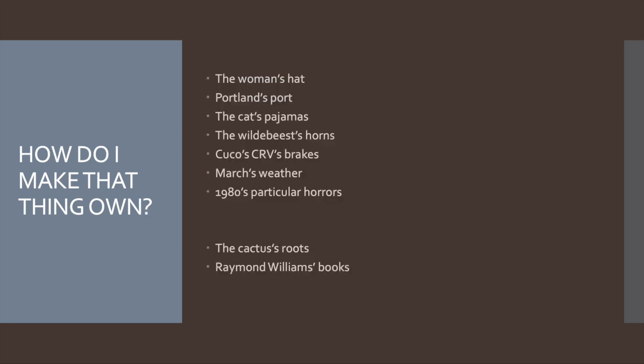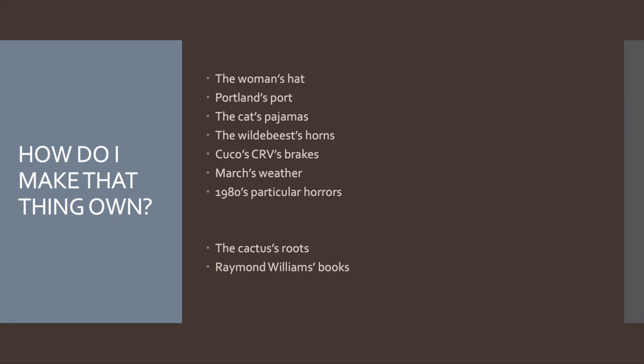The first thing I do is write the noun, the woman, and then I add an apostrophe, and then I have to add an S because that's how you do it, right? So apostrophe S is singular possessive. Portland's port, the cat's pajamas, the wildebeest's horns, Kuko's CRV's brakes, March's weather, 1980's particular horrors. Now notice I'm not talking about the 1980s, meaning more than one year. Now I'm talking about one year, which happened to be a particularly awful year in, say, hair metal, fashion, many other awful things.